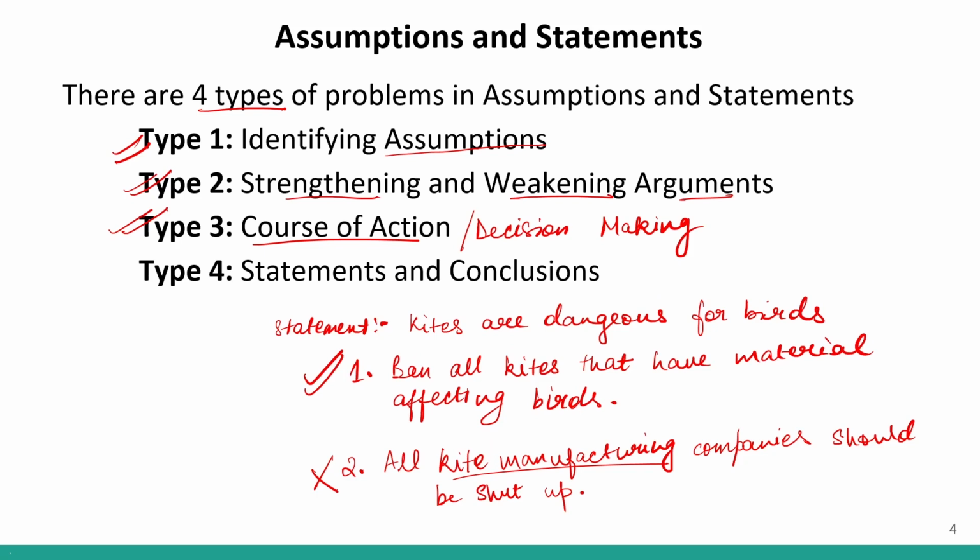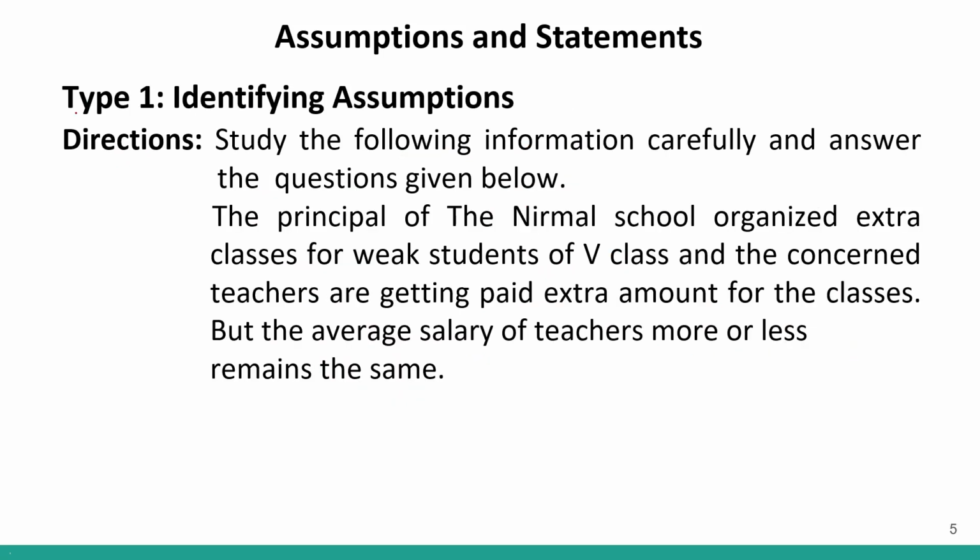So that is type 3, course of action. Then we have type 4, statement and conclusion. Again, a statement is given to us and we have to identify which of the conclusions will follow. Okay, now let us look at each of them in a little detail. So this is type 1, identifying assumption. These are the directions given to us: study the following information carefully and answer the question given below.